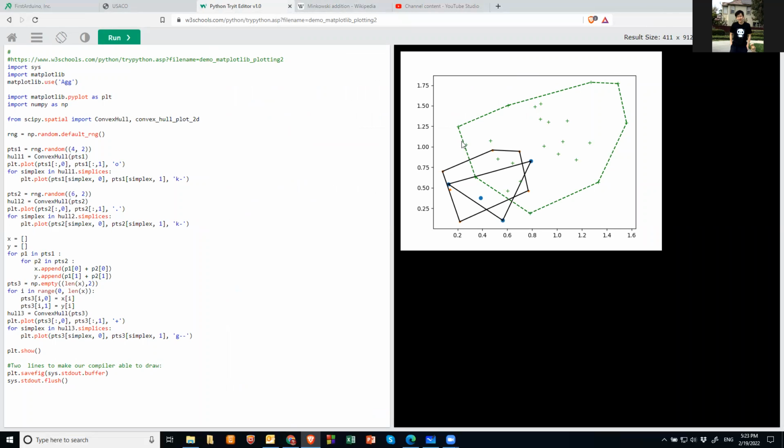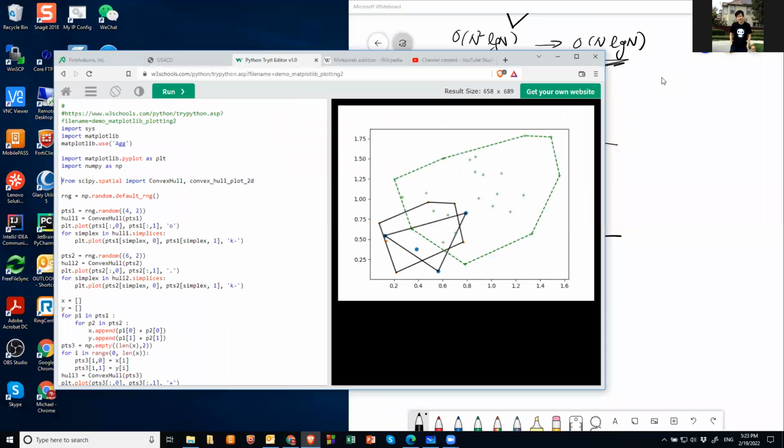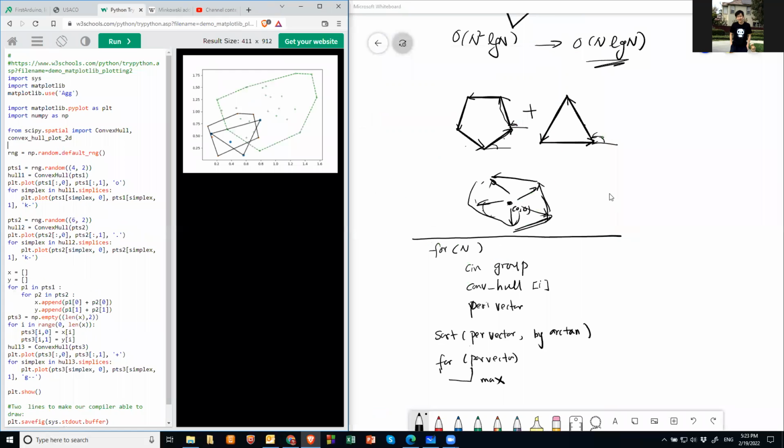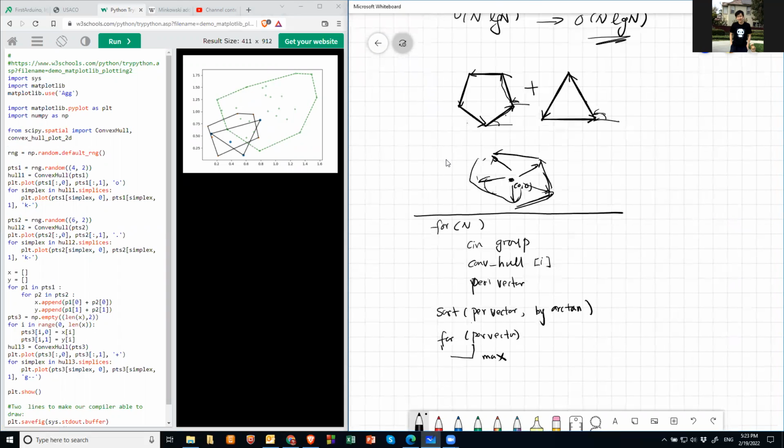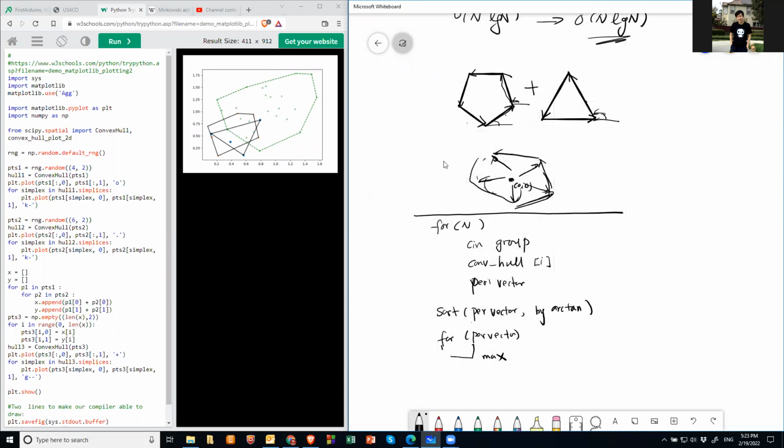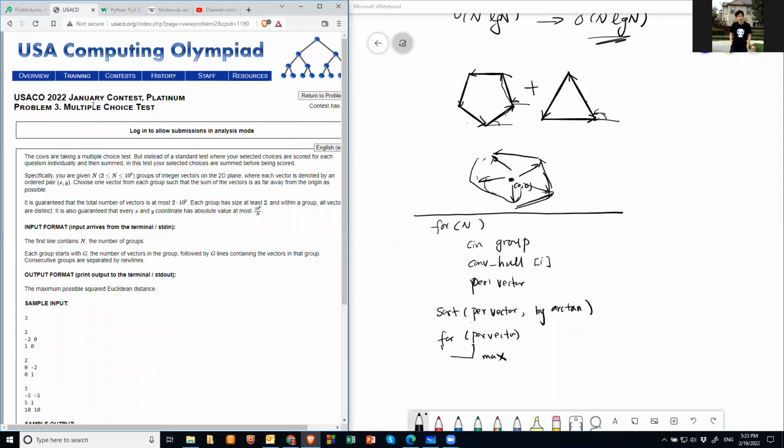So the homework today is obviously to implement this algorithm. I think that's straightforward, right? It's a standard convex hull. Good luck today. Today's homework is problem number 2 and problem number 3 of the January Platinum level USACO. Problem number 2, we talked a little bit earlier, is a DP problem. Problem number 3 is a convex hull math problem.